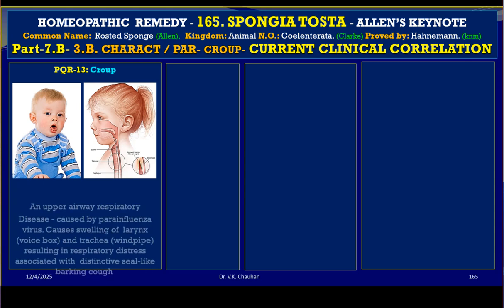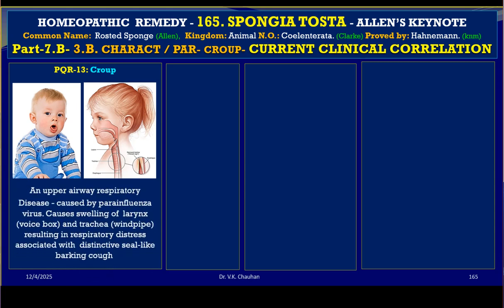So these are the possible conditions we find. Let us go to the croup as a very specific condition. It is an upper airway respiratory disease. Please remember, croup is an acute disease of the upper respiratory tract. It is caused by parainfluenza virus, which leads to swelling in the larynx and trachea, which results in respiratory distress associated with a distinctive seal-like barking cough.